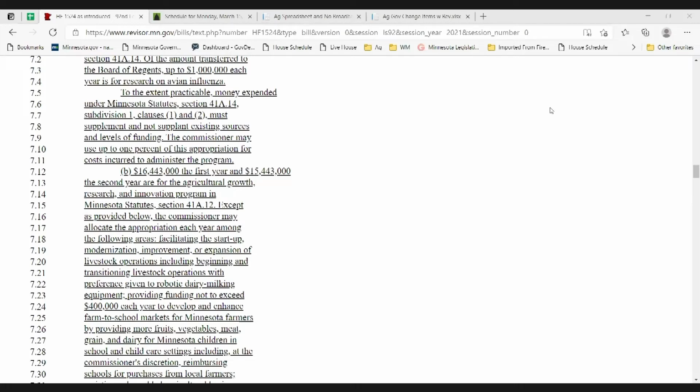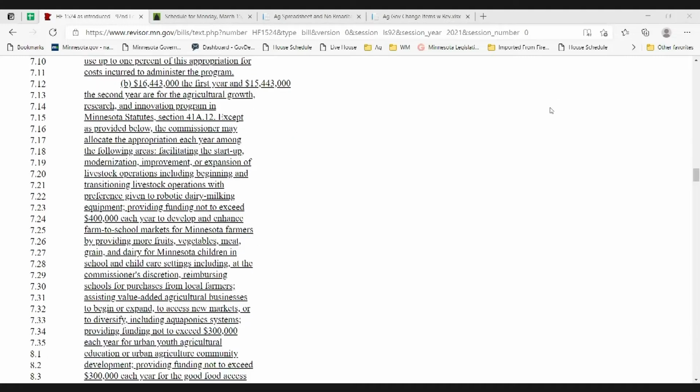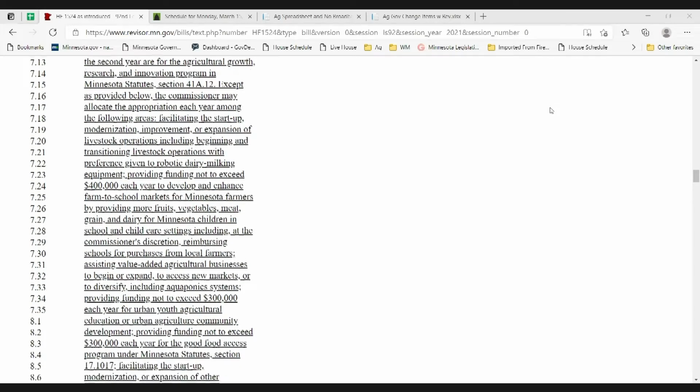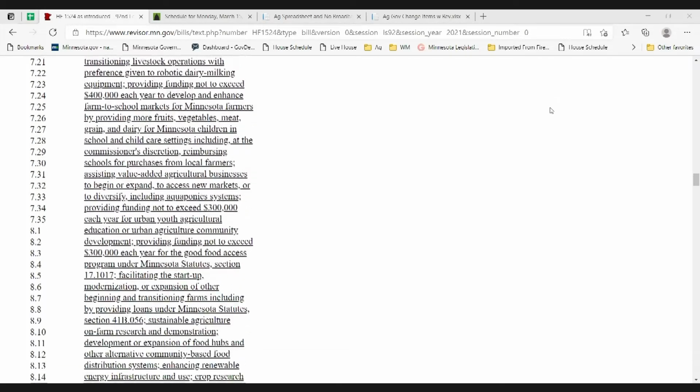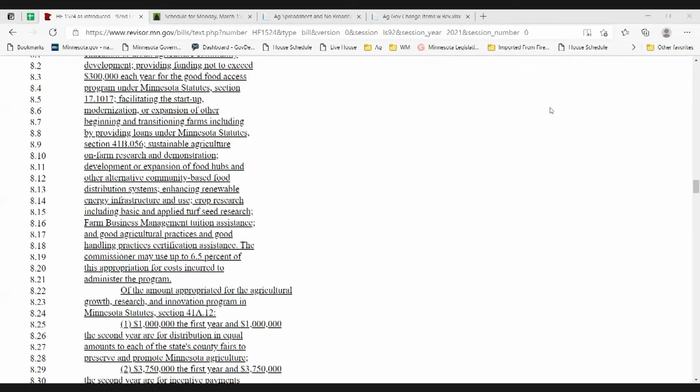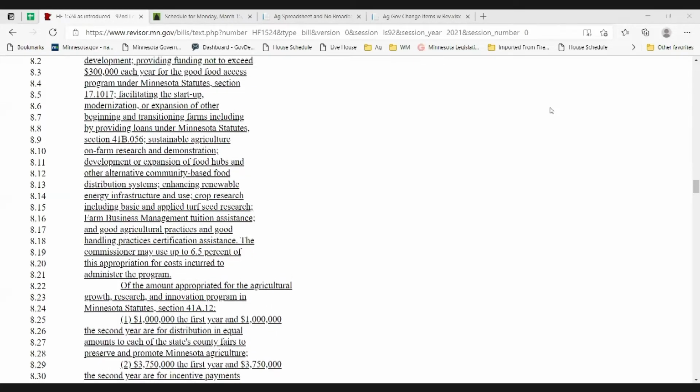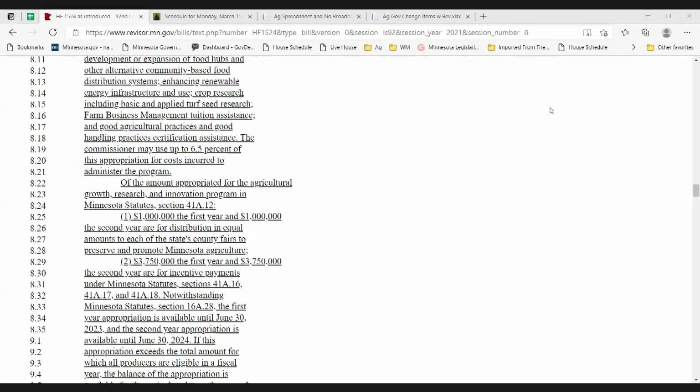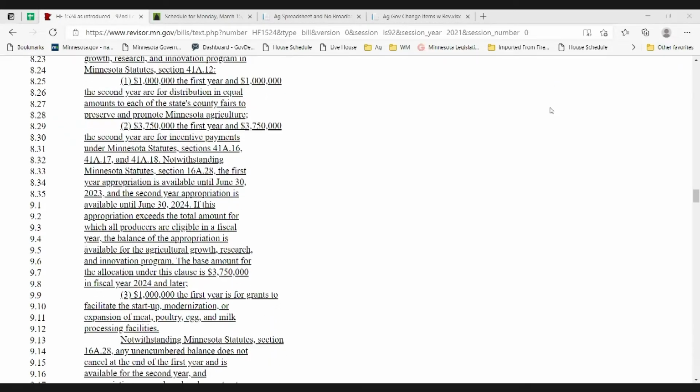Then moving on down to 7.12, this is the beginning of the ag research appropriation, agricultural growth, research, and innovation. And as in years past, the rider provides different eligible uses of the appropriation each year. It's quite a long list, as you can see. And that is base. This has been the allocation or the available spending areas that the legislature has provided in the past. And that continues then all the way on to page 8.